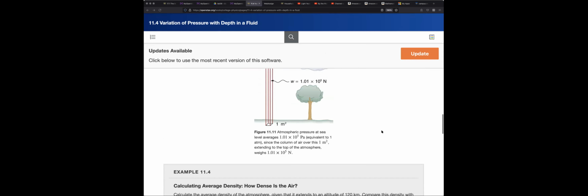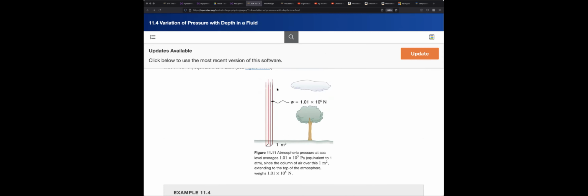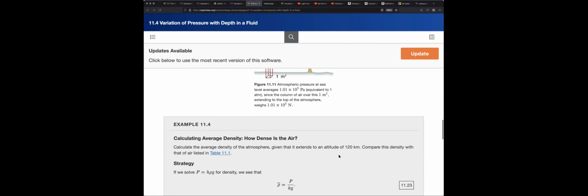So here they're showing this idea of a column of air above us that's creating this pressure. If you stake out a 1 meter square on the ground of the earth and you measure all the force from the weight of the atmosphere there, you can calculate the pressure and get 1.01 times 10 to the fifth Pascal, or 1.01 times 10 to the fifth newtons of force spread across that area of 1 meter squared.